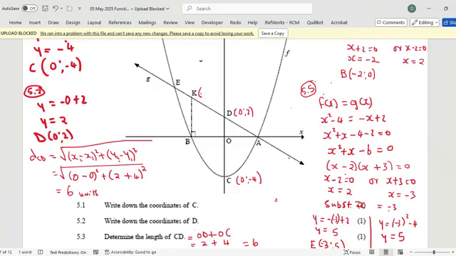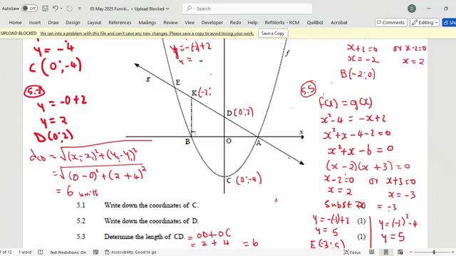X is negative 2. How am I going to get the y value at that point? Take the x value, substitute it in the g graph. Remember the g graph, I'm looking for y. The g graph is y equals negative x plus 2. So in place of x, I'm going to put negative 2. There was a negative that was given to us, and then the negative 2 that we have there. And then my answer will be y is equal to how much?